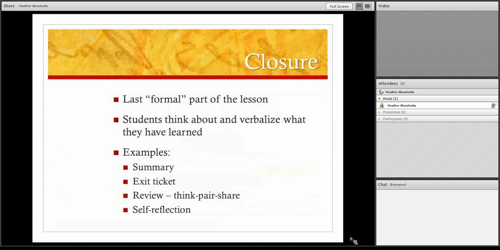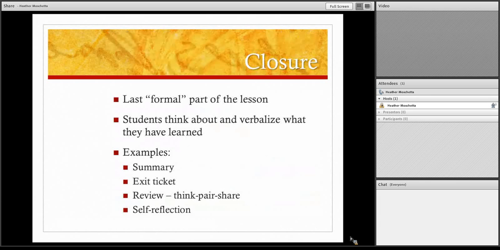It may seem a little odd that the closure activity is not the last part of the lesson, but it is the last formal part. This is when students are given the opportunity to think about and verbalize what they've learned. So what does closure look like? It can be a summary, an exit ticket, a review through Think, Pair, Share, a self-reflection, or a number of other conclusion activities. Like your anticipatory set, you have the opportunity as teacher to be creative in having the students demonstrate to you what they have learned.